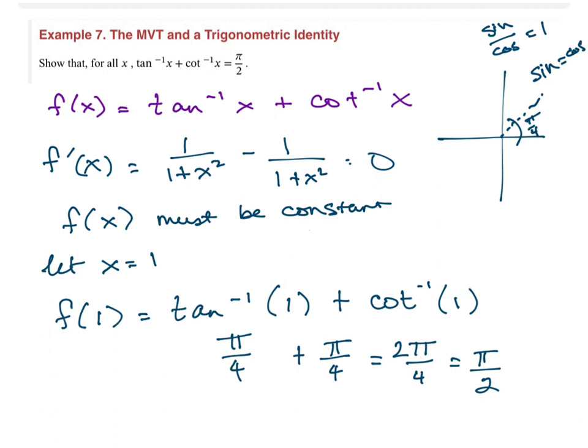And it said, show that tangent inverse plus cotangent inverse is pi over 2. We could have plugged in any value for x here. We knew that it was a constant because why? Because the derivative was 0. So then it was up to us to go figure out what the constant was. You can plug in any value for x and find out what y is, right? It's easiest to plug in 1 because of the nature of this particular problem. Any questions here at all?